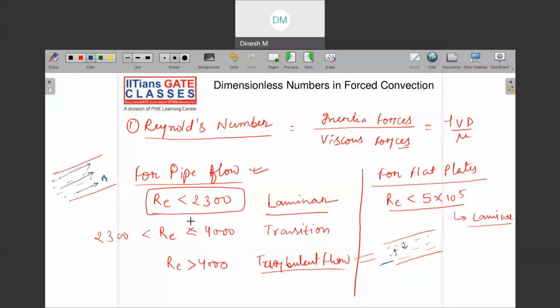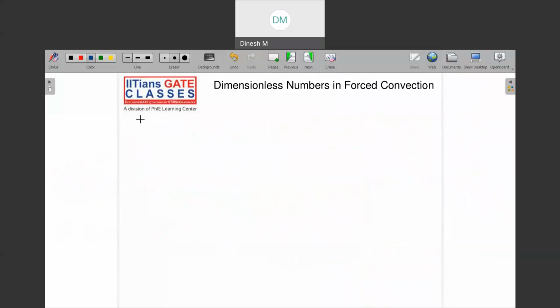Now Reynolds number I understand. So let us now try to understand Nusselt number and Prandtl number. So the next dimensionless number is Nusselt number.